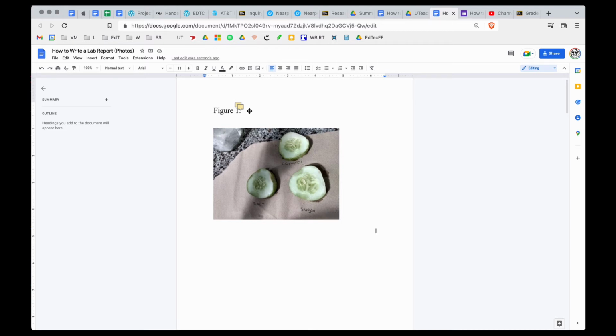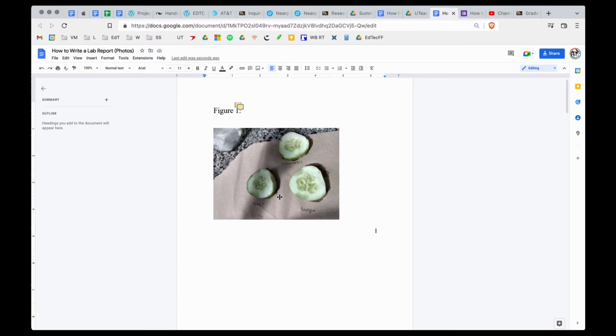So this should have a title and it should have a one-sentence description on the bottom. But if you see this picture, you can clearly see that control, salt, and sugar is written on a napkin. Do that on your photo. There are photo editors in which you can add text. They're free and they're online.